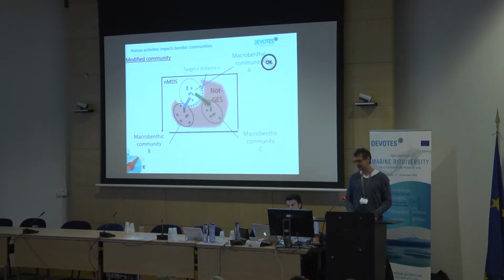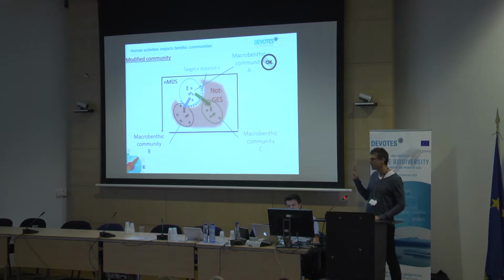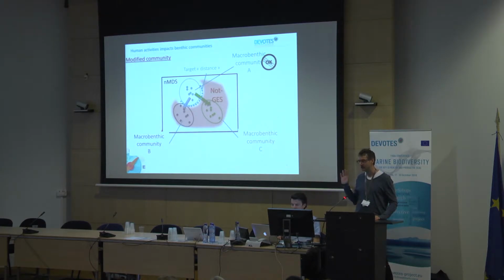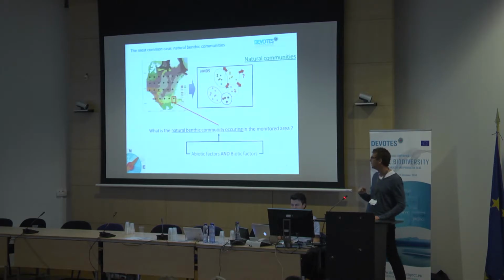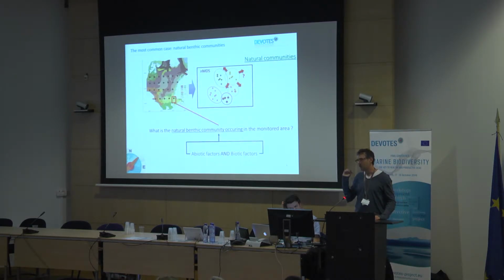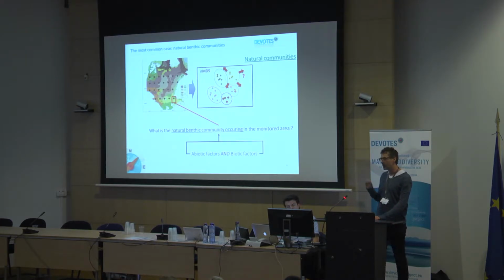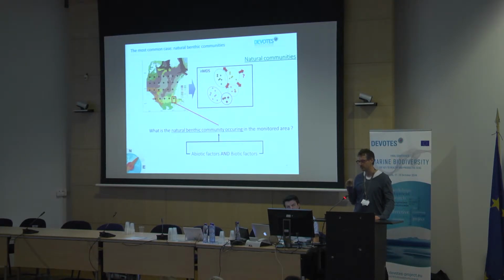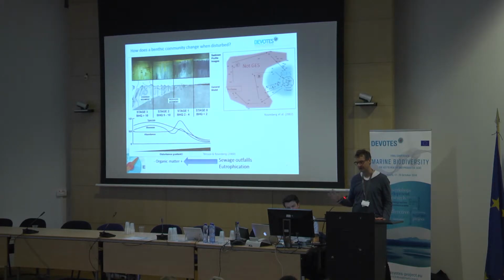You can visualize this change on this multivariate analysis. In this case, it's quite easy to identify what is good environmental status, this is community A, and what is not good environmental status, those are community B and C, as a result of human activities. But in the most common case, we need to know what is the natural benthic community occurring in the monitored area as a function of the natural environmental factors that are occurring in this area. Otherwise, it's impossible to interpret, for instance, the results of this multivariate analysis.